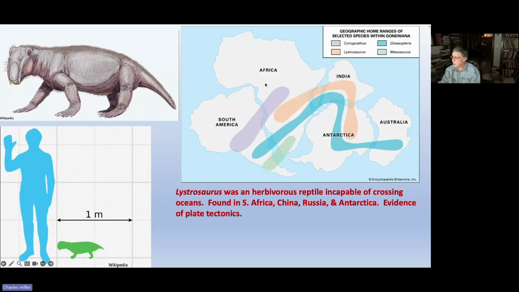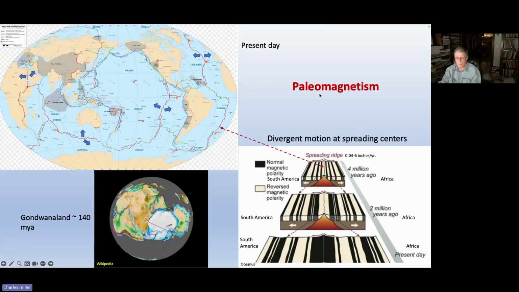And that takes us then to paleomagnetism and seafloor spreading. And everyone is familiar with that, I understand, but it's part of the story. And we can put dates on the spreading. And if we back up, then South America and Africa keep getting closer and closer and closer together.